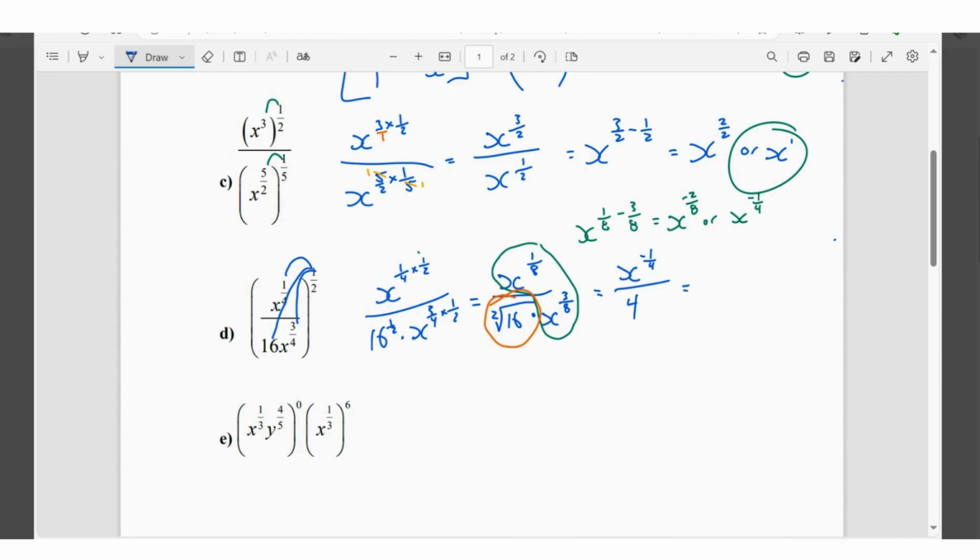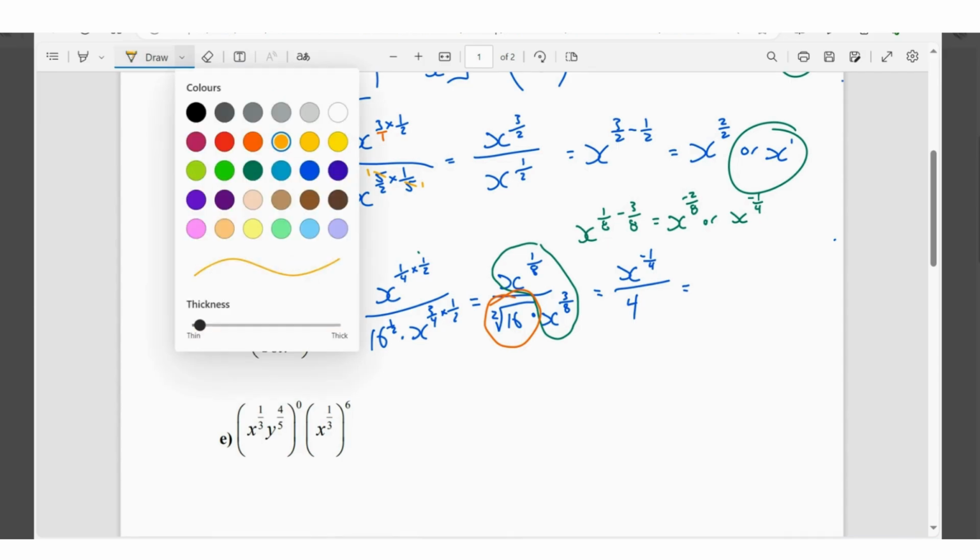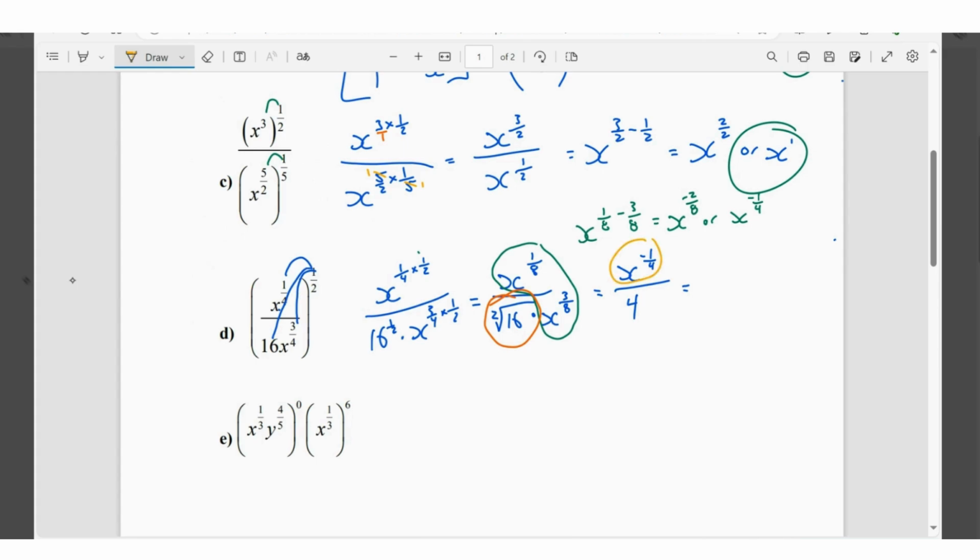And let's do a final step. We don't want a negative exponent, so let's move this to the bottom and convert our negative exponent to a positive. So we end up with 1 over 4 and x to the quarter. Oh, quarter, not a 2.